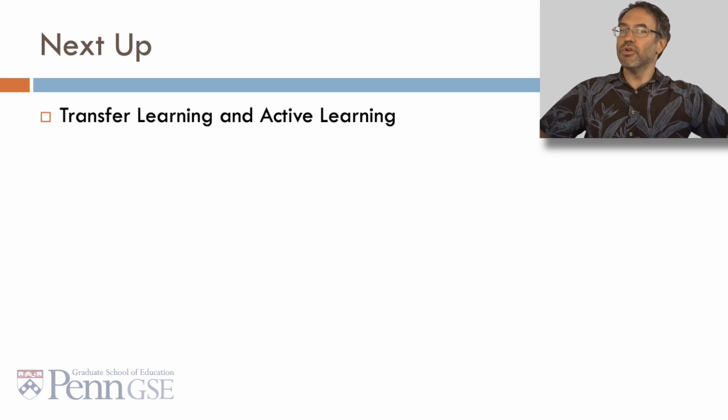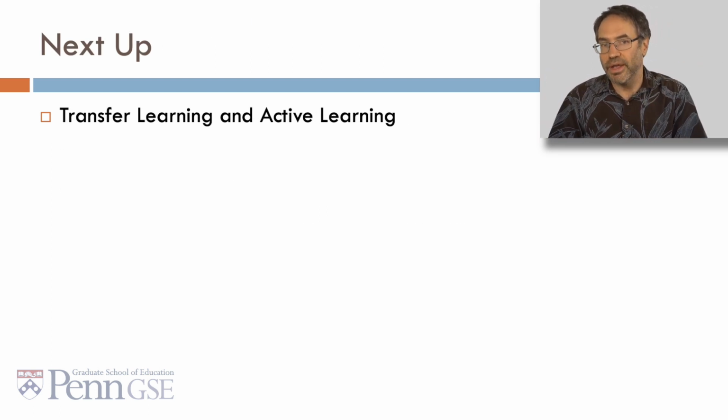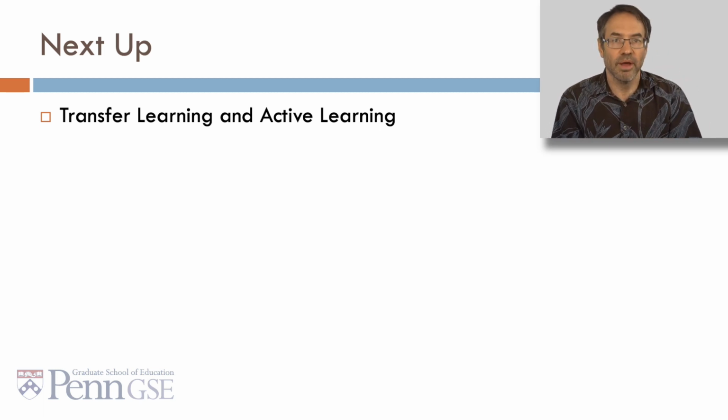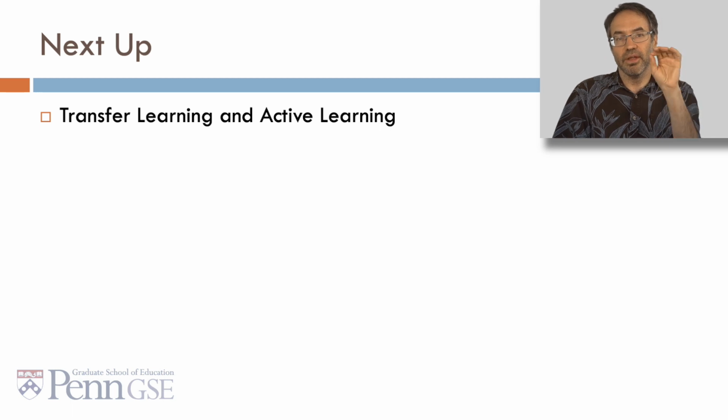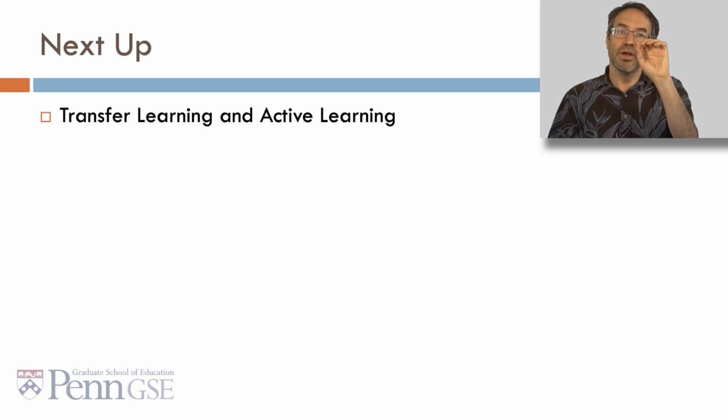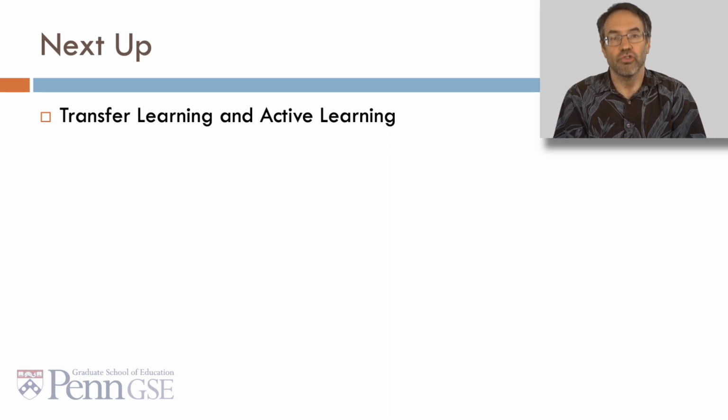So those are a few of the ways that you can tweak your model and make it better. And it's the kind of thing that people spend inordinate amounts of time on because they want to get the best model they can. In our next class, we're going to talk about what I mentioned a second ago, active learning and its close cousin, transfer learning.